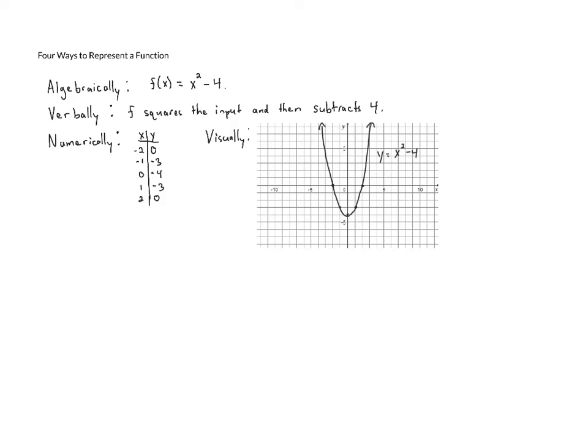So these are 4 different ways that we can represent the same relationship. We've got algebraically via an explicit formula. We have verbally with a verbal description that tells what's going on. Numerically, we've got a table of values that says what's going on. And then visually, we have a graph. All of these are different ways to represent the same function.